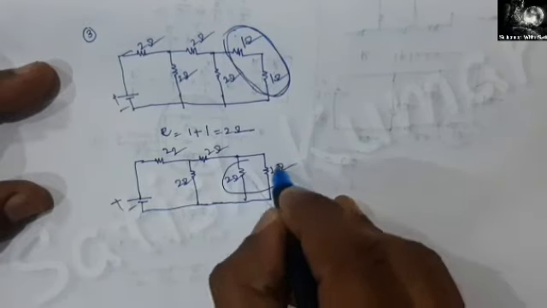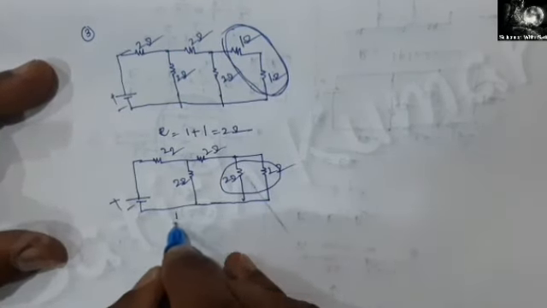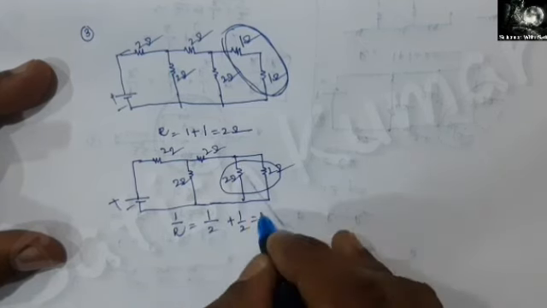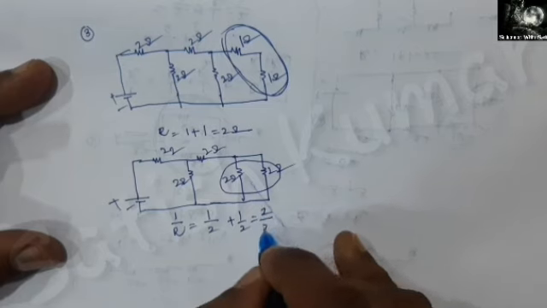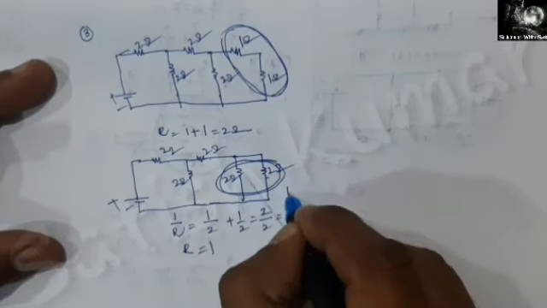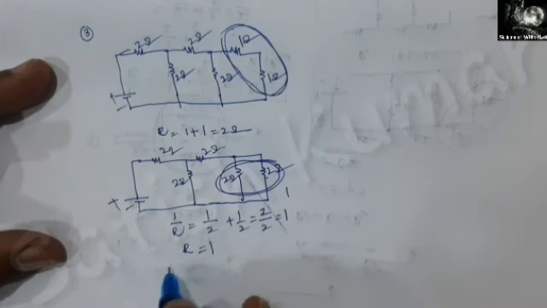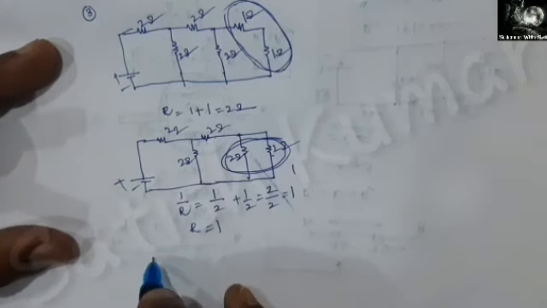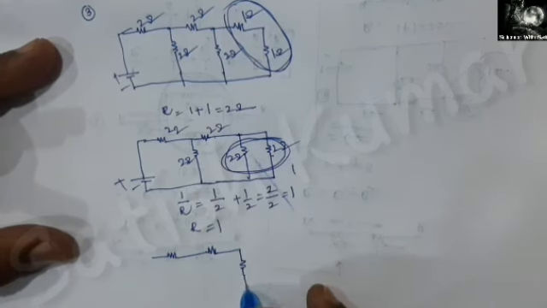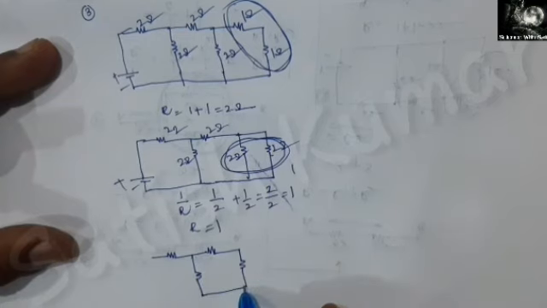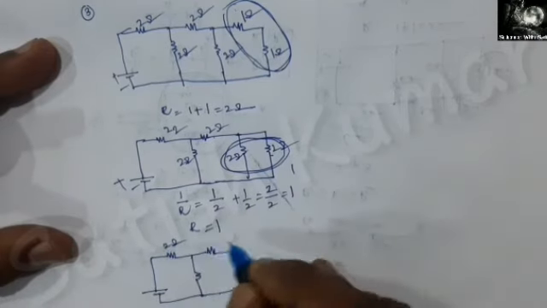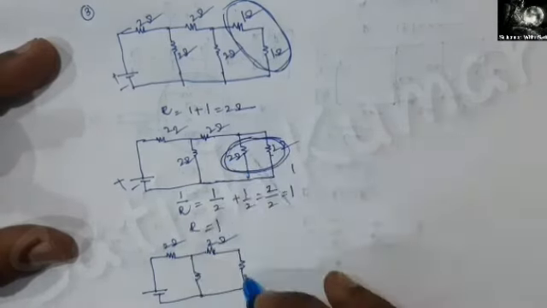Now, these two are in parallel. So, for the resultant of these two, 1 by R equivalent is equal to 1 by R1 plus 1 by R2, which is 1 by 2 plus 1 by 2, which is 2 by 2, which is 1. So, R is equal to 1. The resultant of these two is 1 ohm. I can make it simpler again.